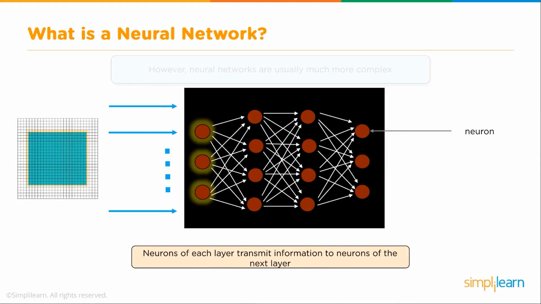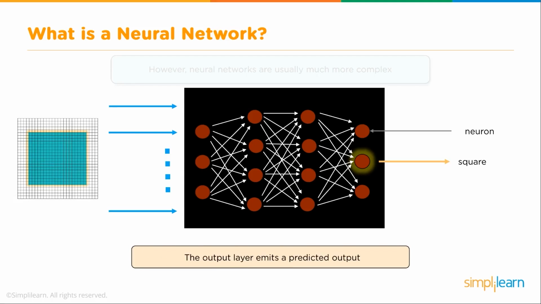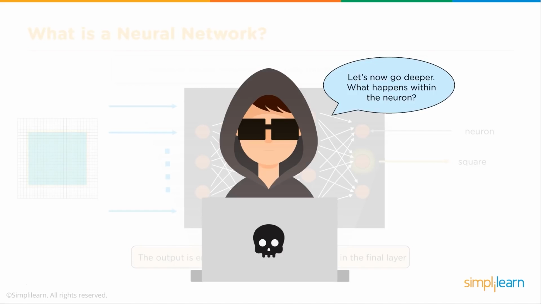Neurons of each layer transmit information to neurons of the next layer. And you can see here as they light up going across into the final layer, and then to the output. And in this case, the output is going to be either a square in this one, or it might light up the other one, which is a circle. The output layer emits a predicted output. So in this case, we're looking at a classification, true, false. Is it a circle? Is it a triangle? Is it a square? Let's now go deeper into what happens within the neuron. So we're going to dig deeper and start getting a little bit closer to some of the math. Don't worry, you don't have to be a calculus expert or know your differential equations.